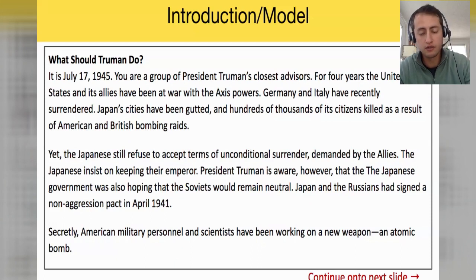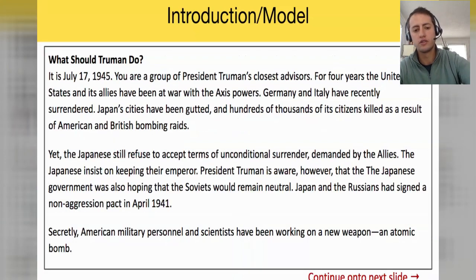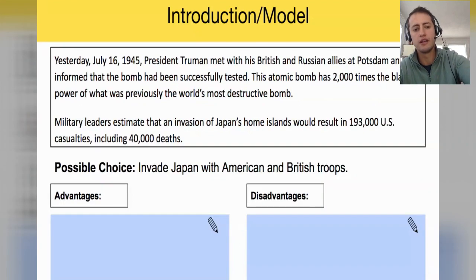The student-facing mini lesson video does do the first question together, the first possible choice together, and then it has students continue on their own. If you want to use that mini lesson video, it's available for you. So once students have read this introduction, and they've also read this second part of it, they're going to look at the possible choice of invading Japan with American and British troops.